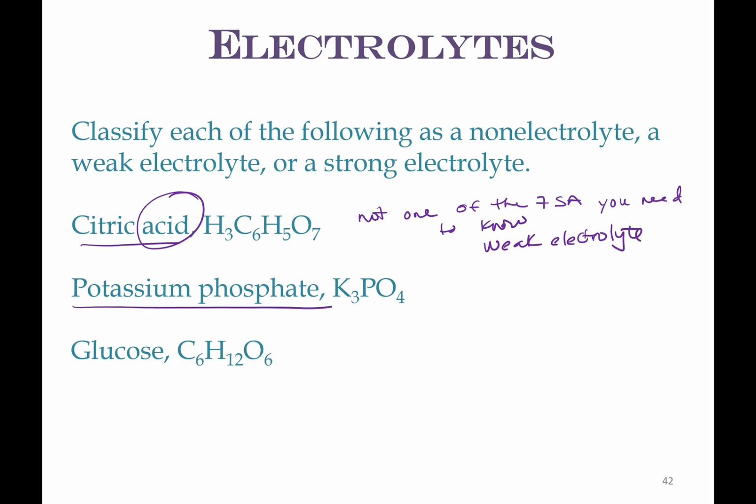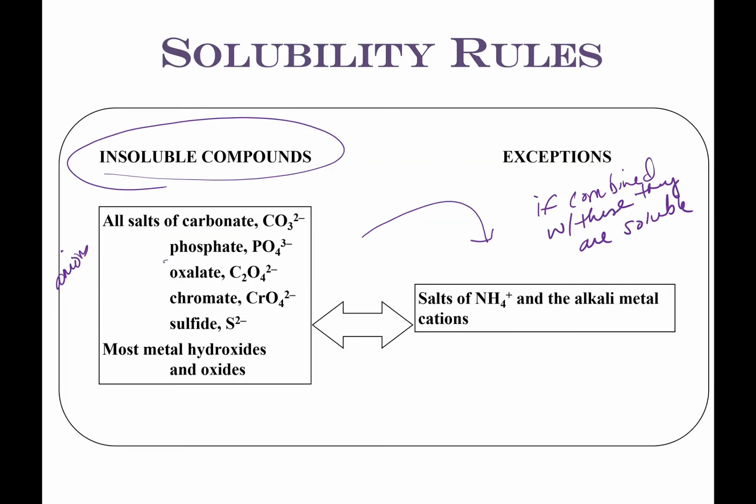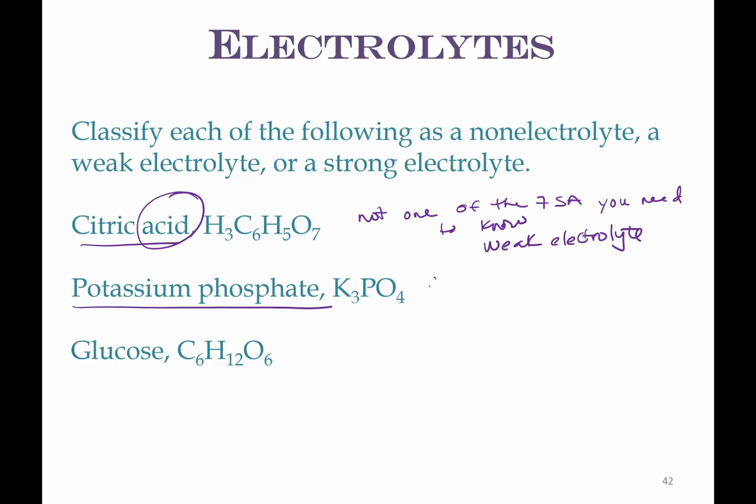Potassium phosphate, I'm going to go back. Phosphate is here. It's normally insoluble, but since it's an alkali metal cation, potassium is an alkali metal cation, it is soluble. So this would be a soluble ionic compound. So it would be a strong electrolyte.